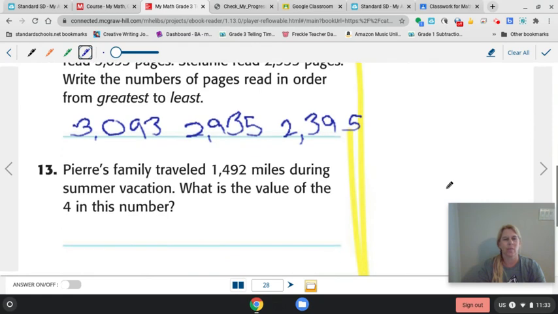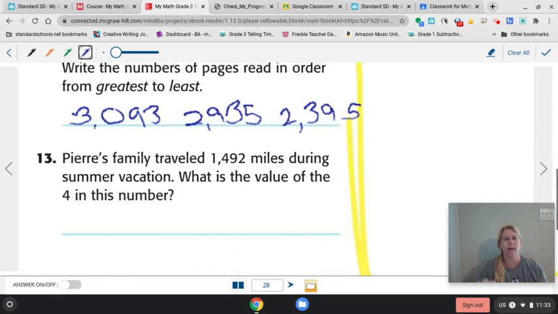Okay, this next one, I'm going to read it for you, but I want you to go ahead and try to do it on your own, and you're going to pause once I read it. Pierre's family traveled 1,492 miles during summer vacation. What is the value of the 4 in this number? So you can put this on your place value chart and figure it out. That might help you a lot. Pause the video and go ahead and write that down.